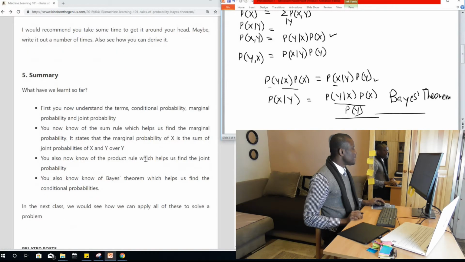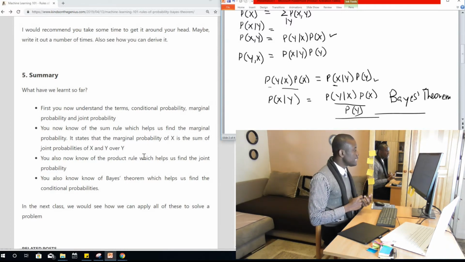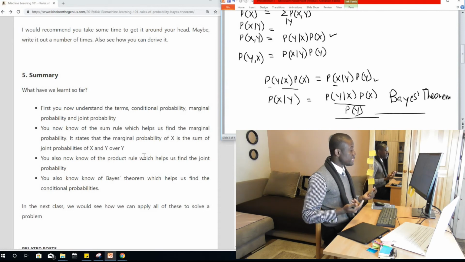So let's summarize. What have we learned so far? First, you understand the terms conditional probability, marginal probability, and joint probability. You also now know the sum rule, which helps us find marginal probability. The product rule helps us find joint probability, and Bayes' theorem helps us find conditional probability.